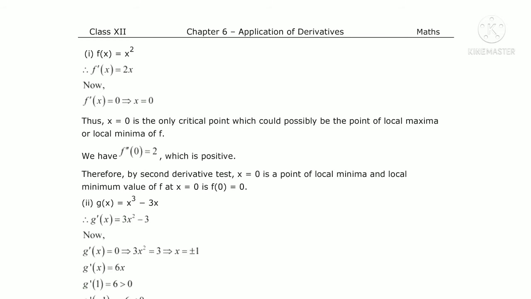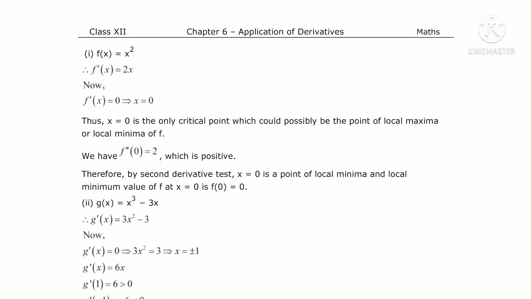Is it clear? After that, the next question: g(x) equal to x cube minus 3x. Again if we differentiate this one, g dash of x, the answer we get is 3x square minus 3, isn't it? Now after differentiating this, we have to consider g dash equal to 0.